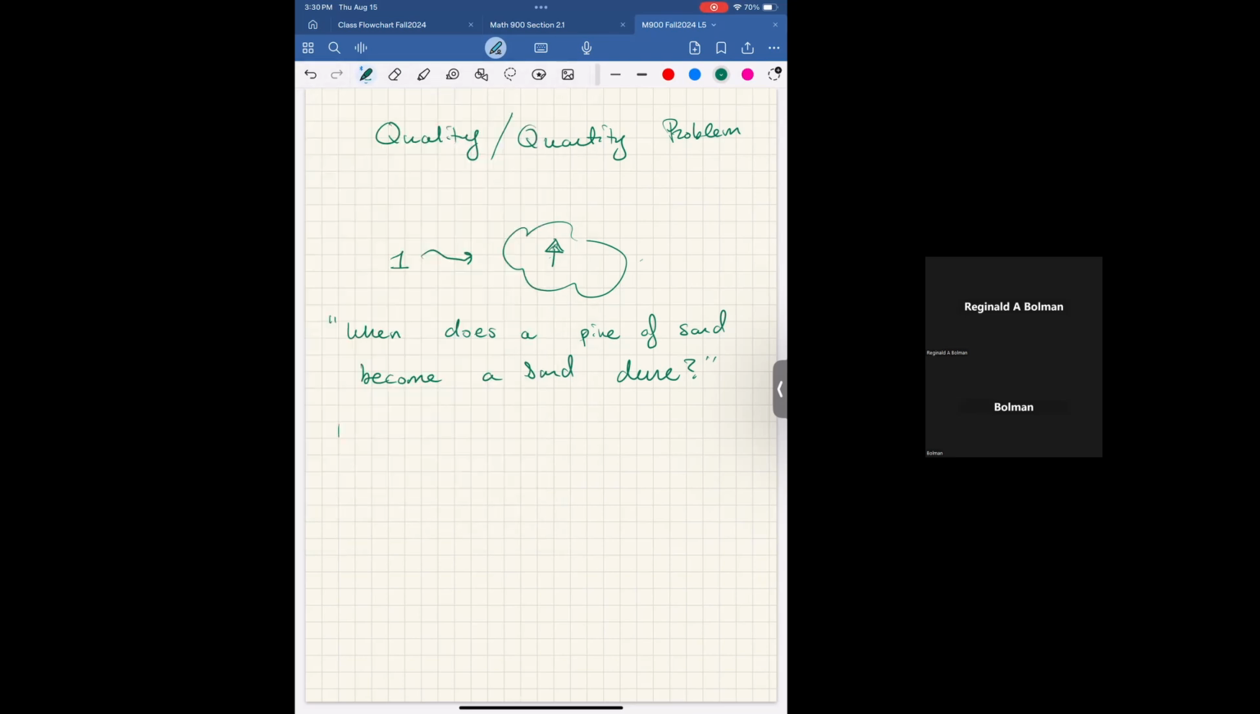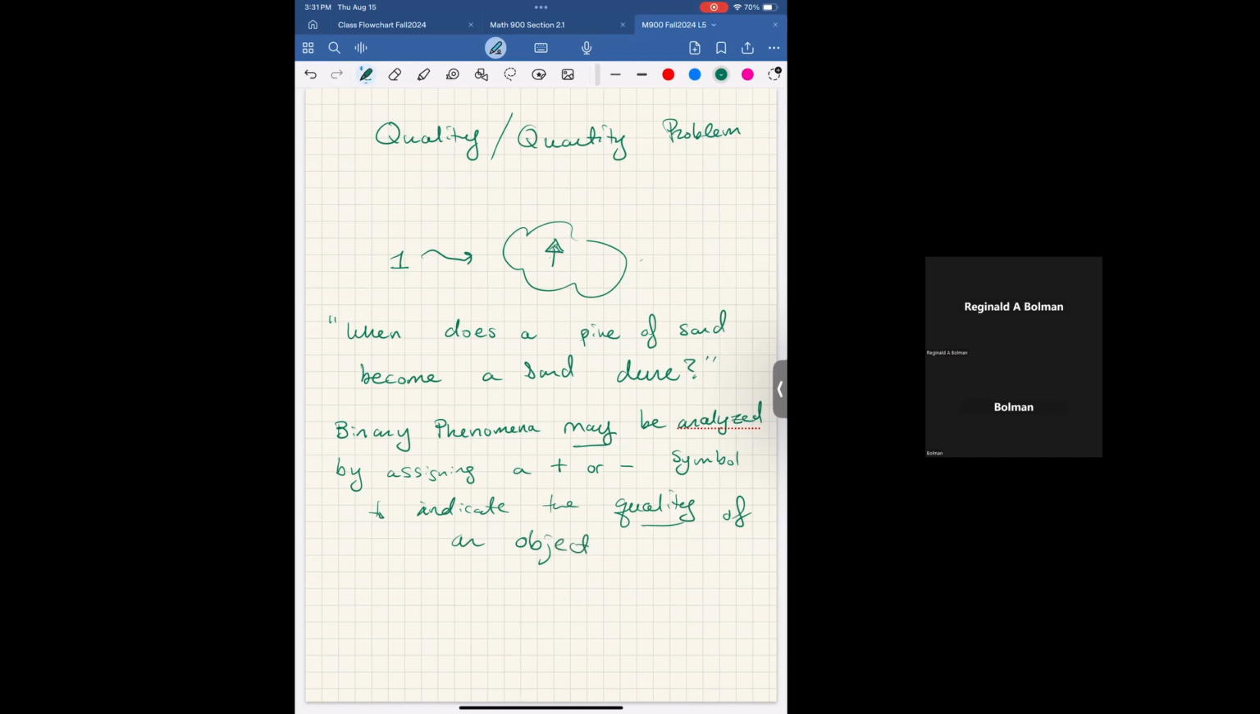However, that being said, binary phenomena may be analyzed mathematically by assigning a positive or negative symbol to indicate the quality of an object. Okay, binary phenomena. What the heck does that mean?